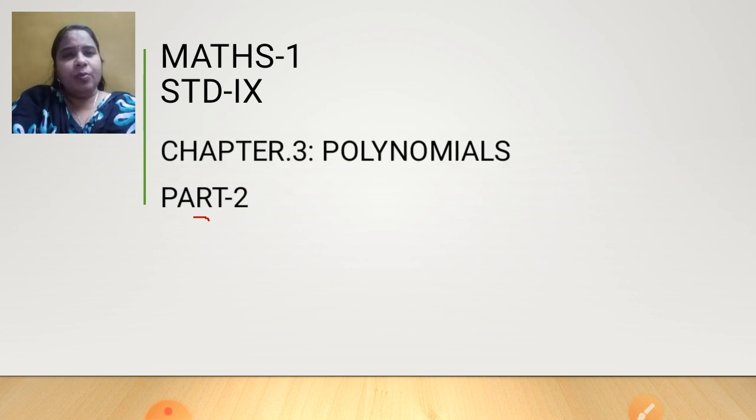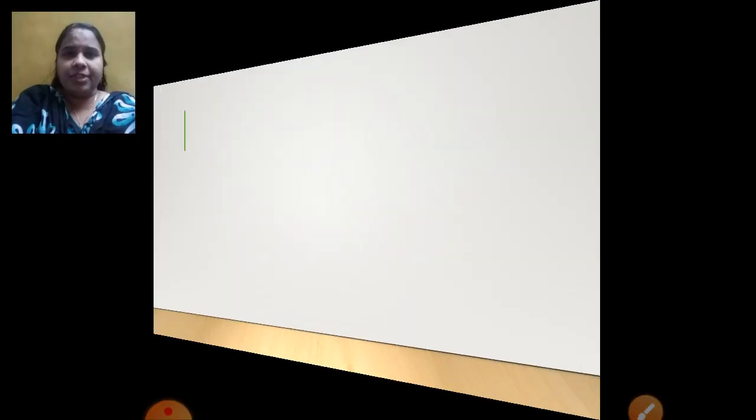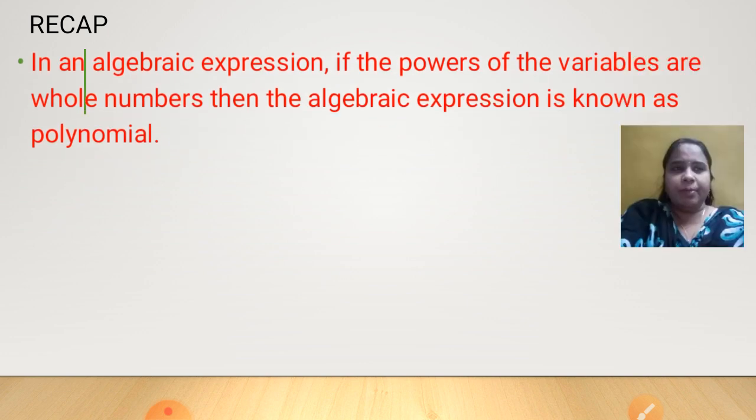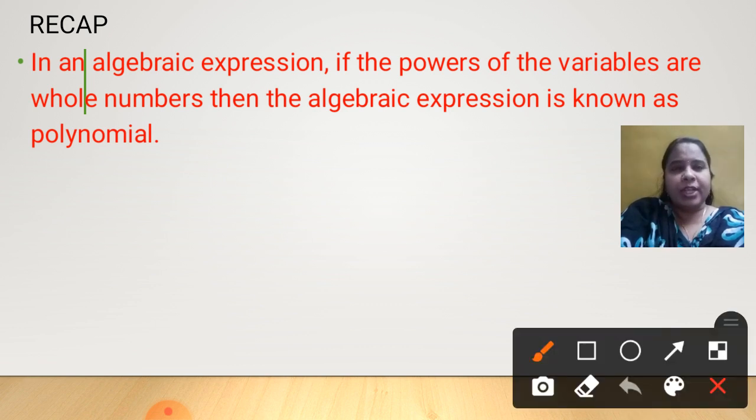Let us continue with our third chapter, that is polynomials part 2. In the previous session, I had just started with this chapter. Let us quickly recap the important points we have covered in the previous session. We started this chapter with the basic definition of polynomial. In an algebraic expression, if the powers of the variable are whole numbers, then the algebraic expression is known as a polynomial. Now, let us quickly revise this with the help of an example.